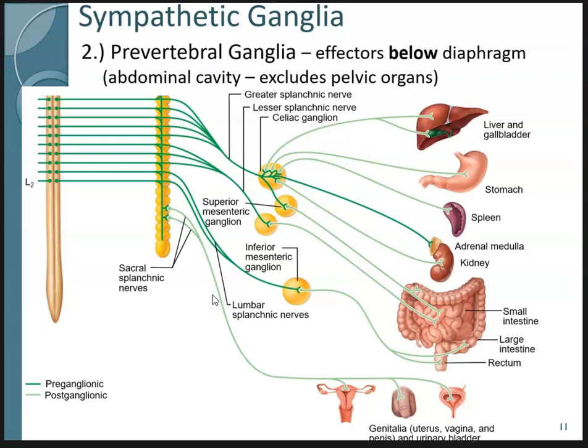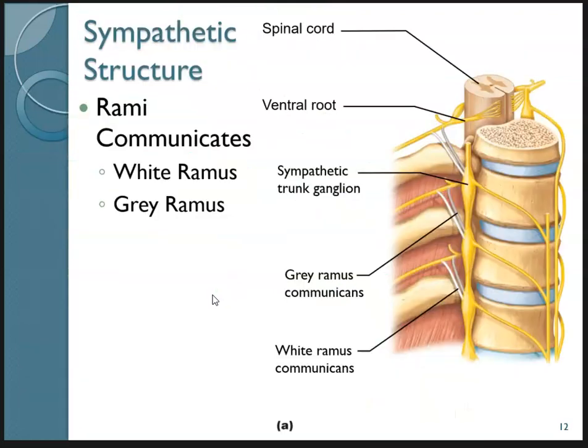Okay, so let's go and look at how this path goes. Here is our spinal cord. Here is the body of the vertebrae. You can see this is actually the rib showing a thoracic region. Okay, so motor neurons will arise from the lateral horn.